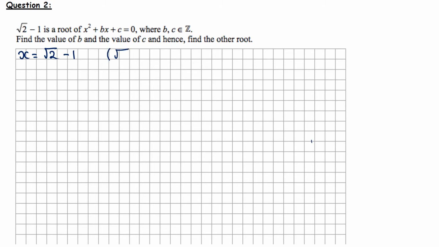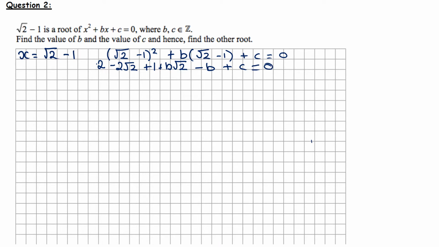So we get root 2 minus 1 squared plus b times root 2 minus 1 plus c equals 0. So multiplying this out, you can square the first, which gives us 2, twice the first by second, so minus 2 root 2, square the last, plus 1, exactly like we'd square our algebra brackets. So we get plus b times root 2 minus b plus c equals 0.